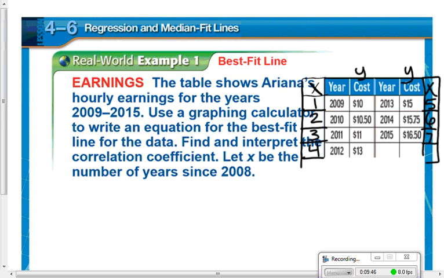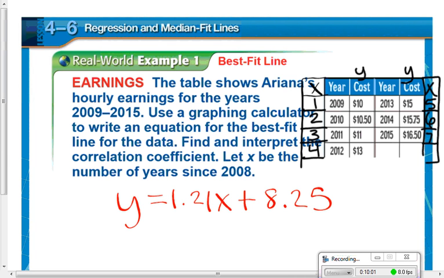Okay, so I'm going to take it back to my notes, and where it says equation of best fit, I'm just going to write in y equals 1.21x plus 8.25. Okay? Because I rounded to the nearest hundredth.